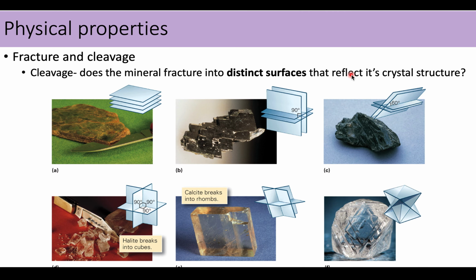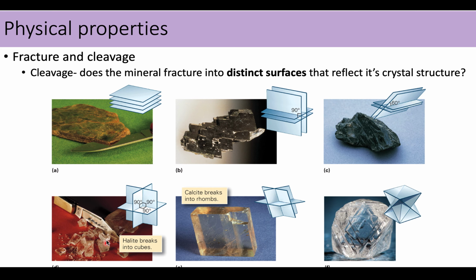So next we have cleavage. Cleavage is what shape the mineral breaks into if you were to break it. Fracture is how the mineral breaks, so sort of the plane that the mineral breaks in. And then with cleavage, we ask, does the mineral have cleavage or not? If the mineral does have cleavage, that means that when the mineral fractures or breaks, it breaks into very distinct shapes. It's going to break into the natural shape of that mineral.